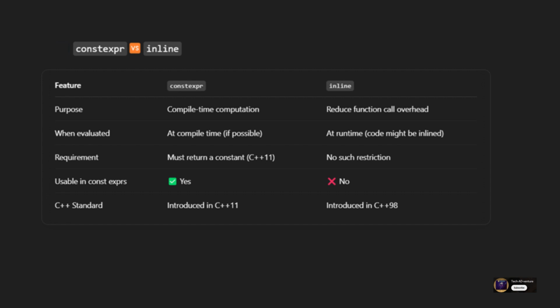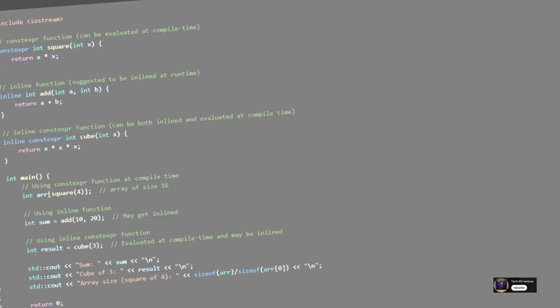Inline functions are functions that the compiler attempts to expand in place, where they are called, rather than generating a call to the function. This can reduce the overhead of function calls, but does not guarantee compile-time evaluation. In summary, constexpr functions are about compile-time computation, while inline functions are about reducing runtime overhead. Inline and constexpr can be used together. This gives the compiler freedom to both evaluate at compile time and inline the function. See the example.